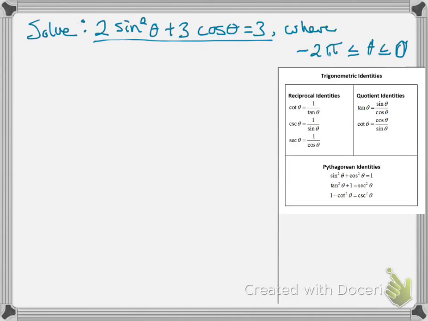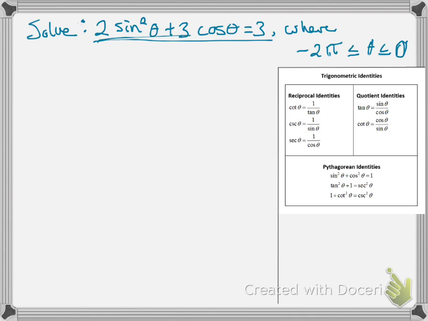Hello everyone. Today we're going to be doing a problem that involves some trigonometry identities as well as the unit circle, and we'll review a little bit of solving some quadratic equations and factoring. So this is our original problem up here, so we'll go ahead and jump right in.